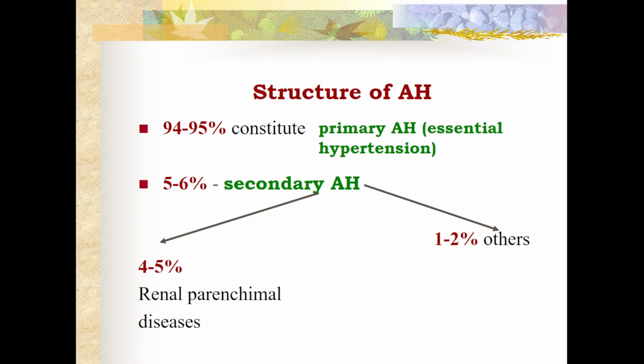94 to 95% of all cases constitute primary arterial hypertension or essential hypertension. Only 5 to 6% consist of secondary arterial hypertension. In the structure of secondary arterial hypertension, 4 to 5% consist of renal parenchymal diseases, and only 1 to 2% other reasons.